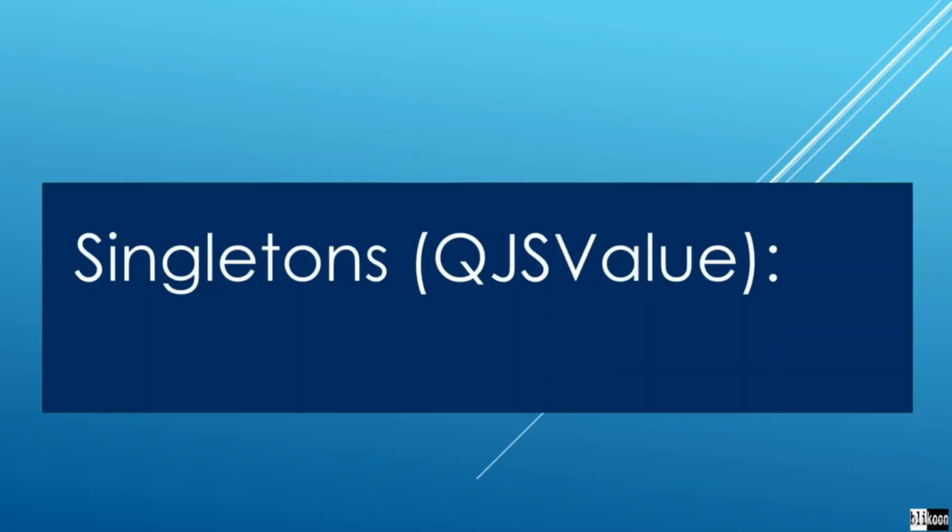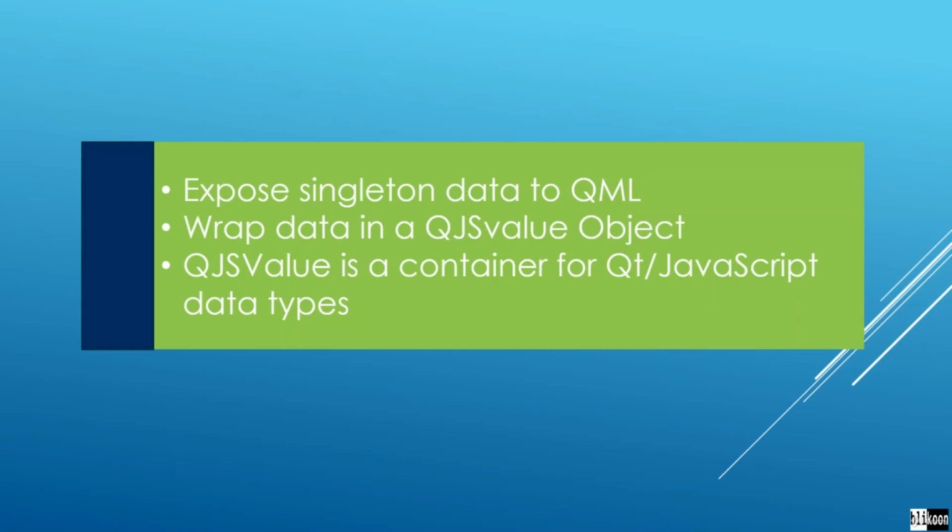In this lecture, we're going to see how you can expose your C++ class as a singleton type to QML. We're going to be accessing the data from a QJSValue object that we have on the C++ side. This technique is going to allow you to expose your data to QML as a singleton. Your data is going to be wrapped in the QJSValue.